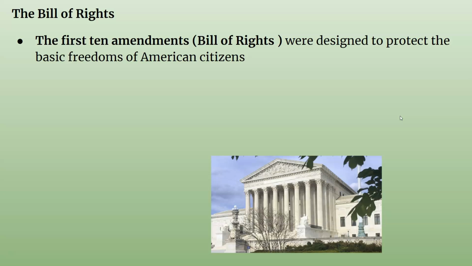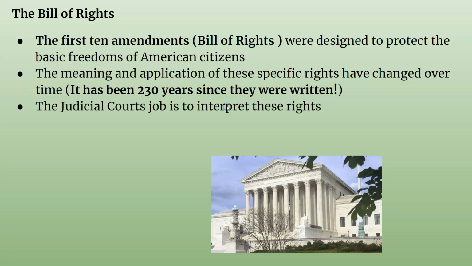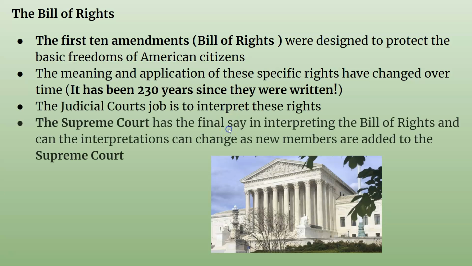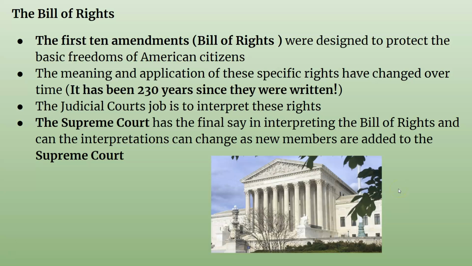What the first 10 amendments did was protect the basic freedoms of American citizens. But the meaning and application of these specific rights have changed over time. It's been 230 years since they were written. Times have changed, interpretations have changed, and that's why it's up to the judicial courts, specifically the Supreme Court. This is the Supreme Court building in Washington, D.C., and it is their job to interpret the Bill of Rights and pretty much everything with the Constitution.